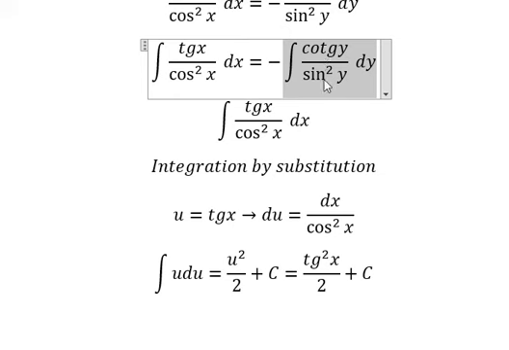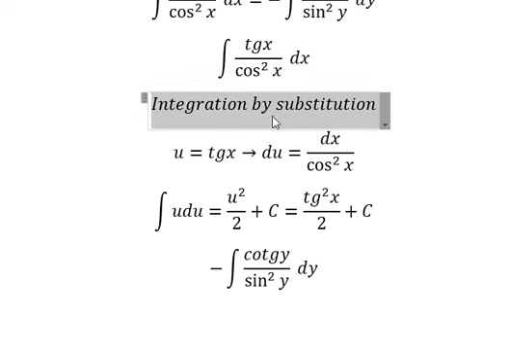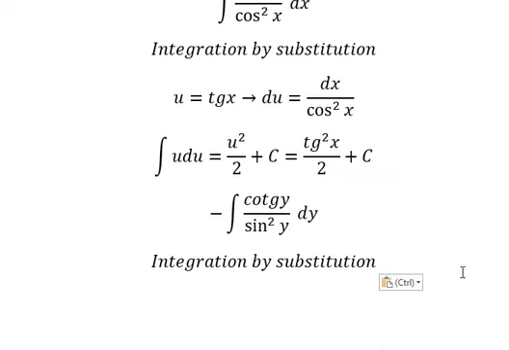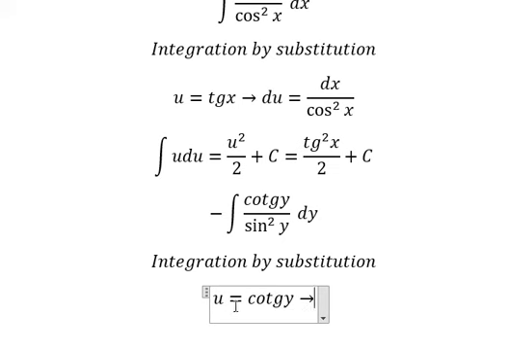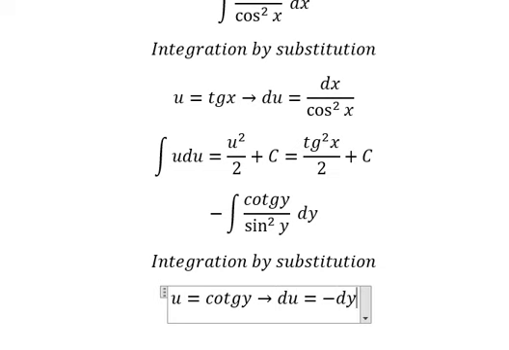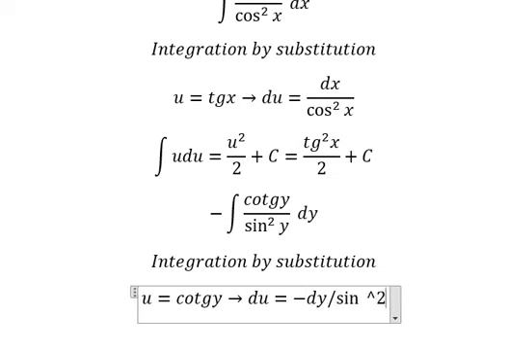Now let's go to the second one. We can use about integration by substitution. So I will put about u equals to cotangent y. So if I do first derivative for both sides, we have du equals to negative dy over sine y squared.